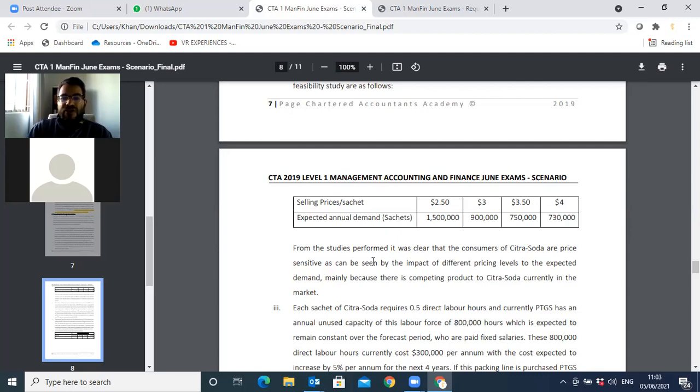If it's not crystal clear what it is, then the next best approach to use would be to work out which pricing level will generate the highest revenue. So if we say 250 times 1.5, we get a revenue figure. 3 times 900, we get a revenue figure. 350 times 750, we get a revenue figure. 4 times 730, we get a revenue figure. Then we can select the highest one, or you can select the lowest one, depending how you want to do it. Okay, so that is an approach.